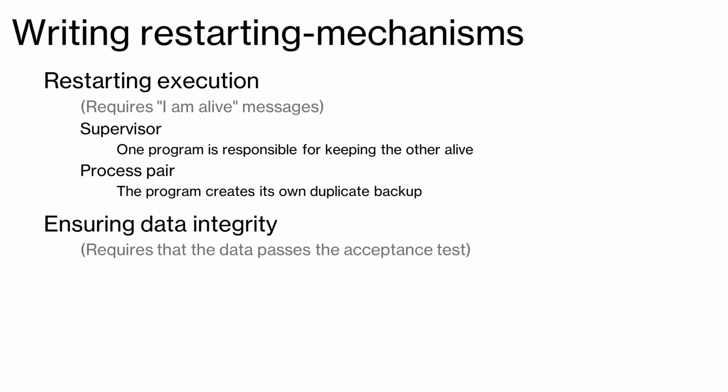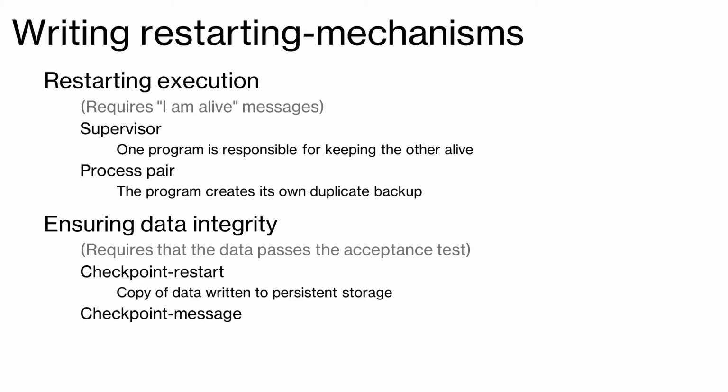So this gives us 3 different ways of doing it. The first one is that in the case of a process pair, we have this checkpoint restart mechanism where we restart from the last known good data. And then we have the checkpoint message way where instead of writing to some checkpoint, we send the checkpoint as part of the message. So the difference is really, where is the checkpoint stored? Is it stored in some persistent data structure and then overwritten continuously, or is it sent as a message directly to the backup process?